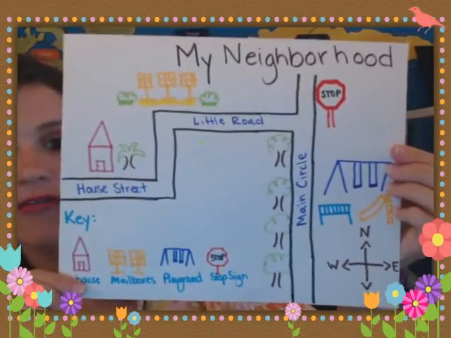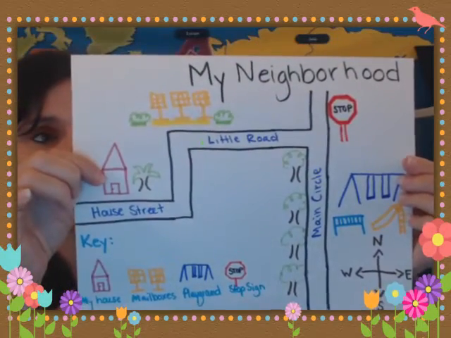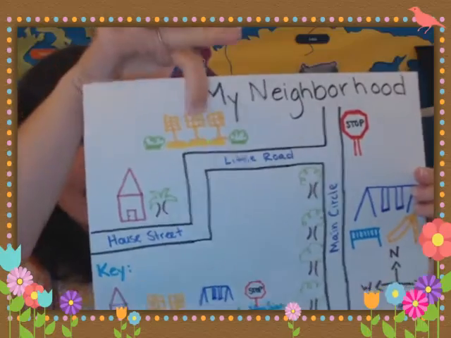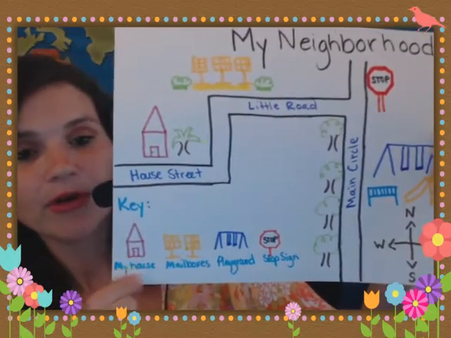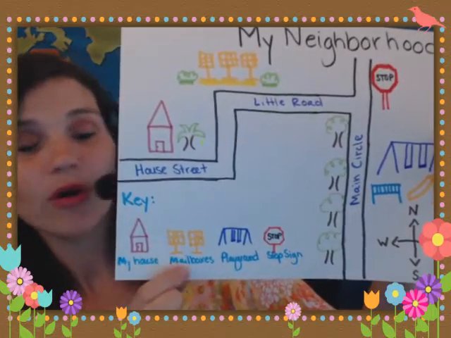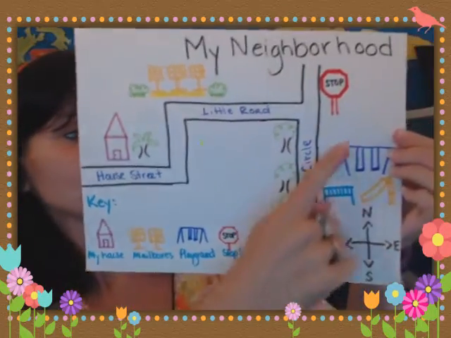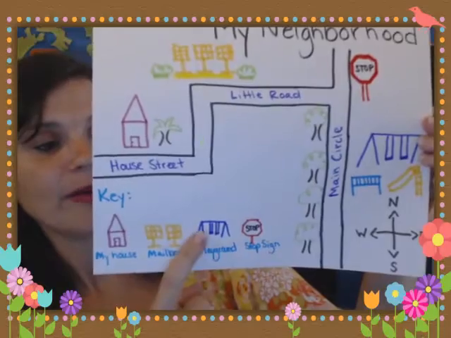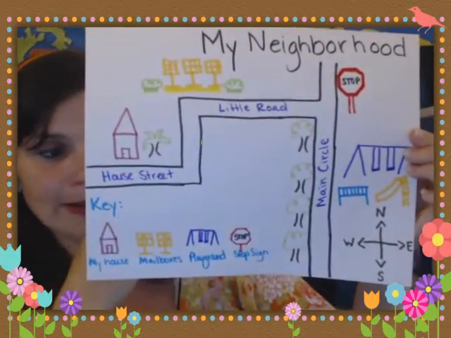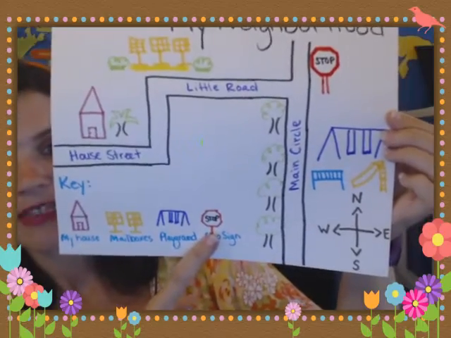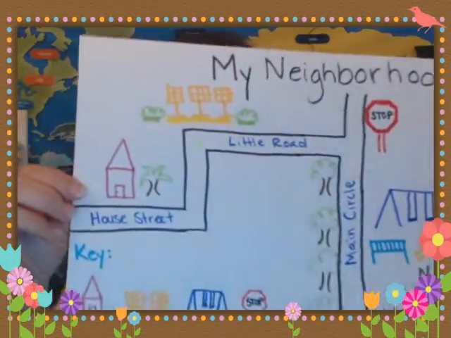And then I've got a lot of different locations on my map. I have my house, of course. I have mailboxes up here. If you weren't sure what those were, here's my key. This symbol means my house. This symbol means mailboxes. I've also got this playground over here, so I put the swing set, that equals the playground. And I've got a stop sign right down here. That's my symbol as well. So here's my drawing of my map.